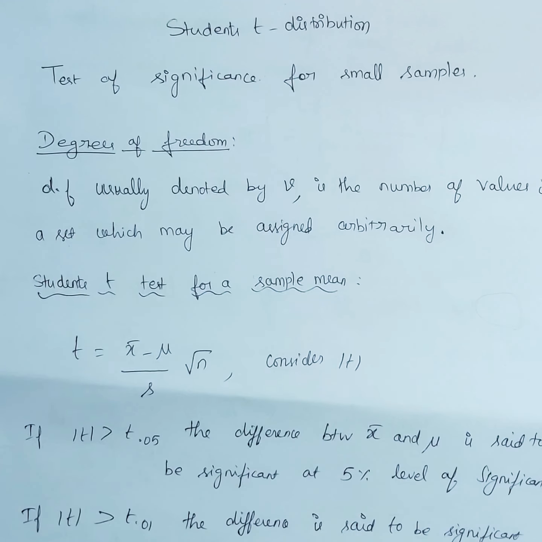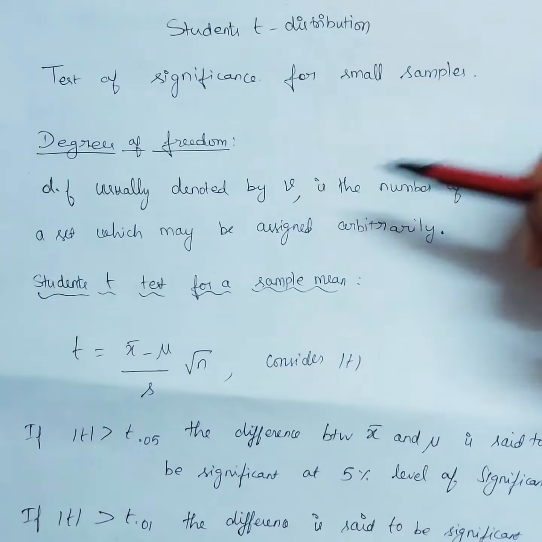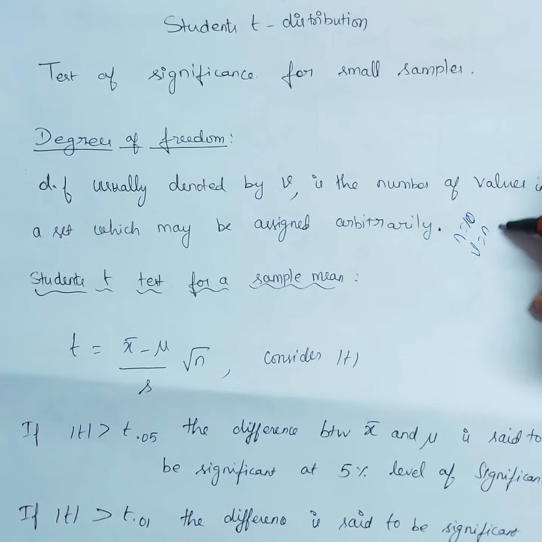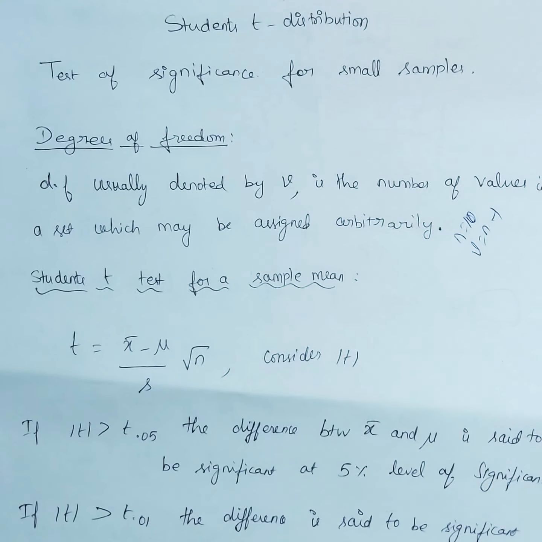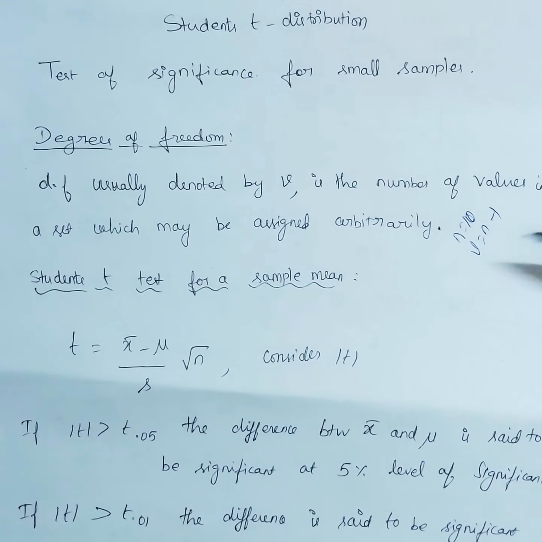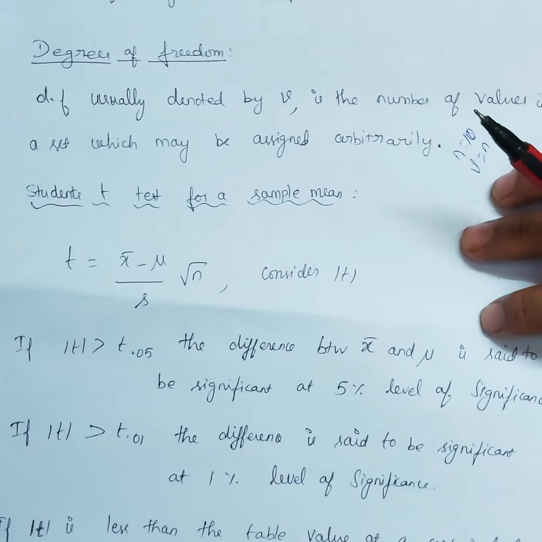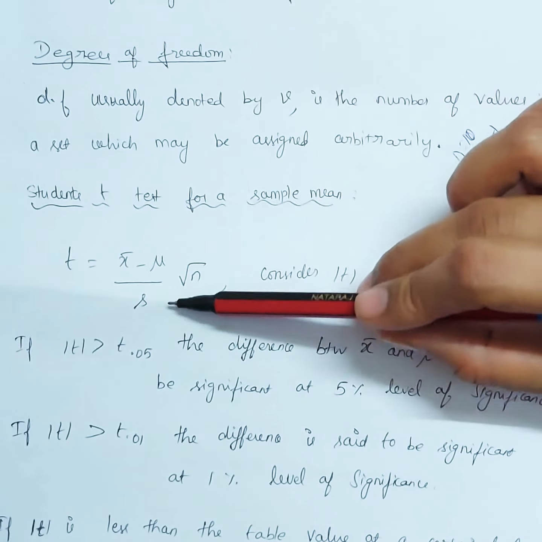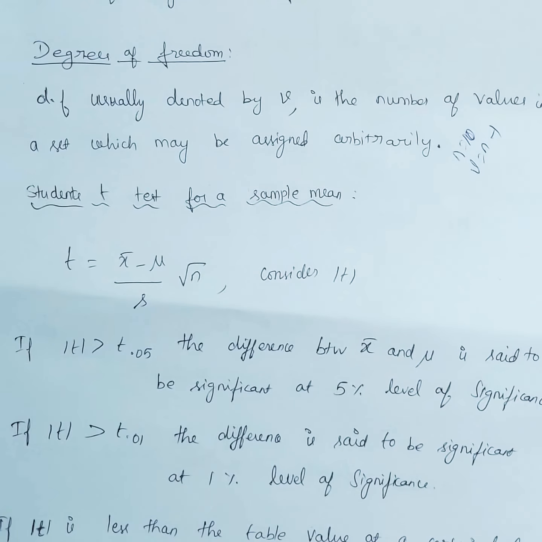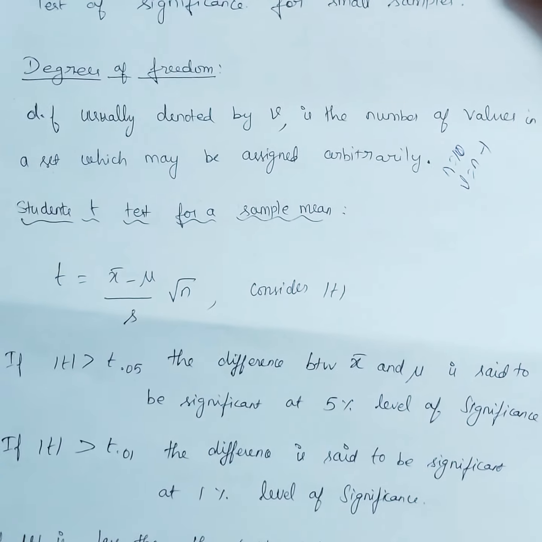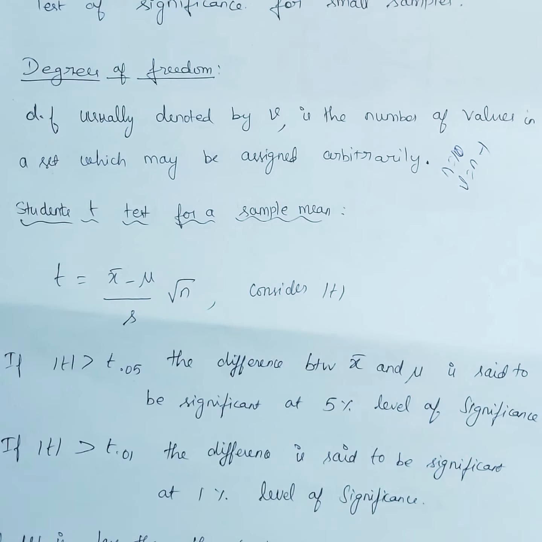So if we have 10 samples, that is, if n is 10, then the degrees of freedom v is n minus 1. This v is called degrees of freedom. Coming to the formula, the student t test for sample mean is t is equal to x bar minus mu by s into root n. Here we'll take the modulus value.